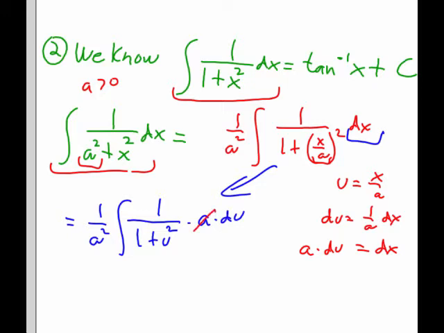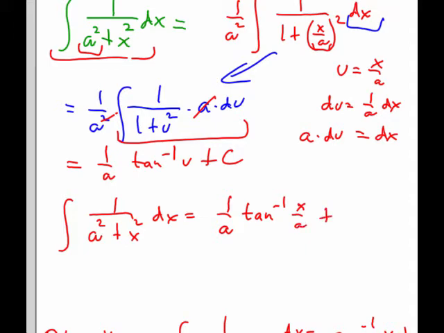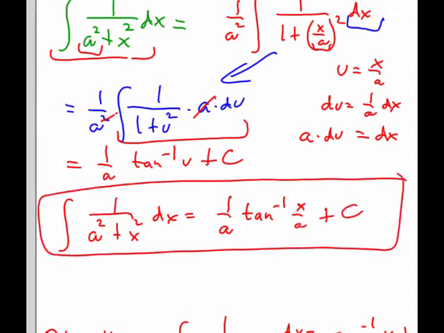This time we have only one of the a's canceling out, and so it becomes 1 over a, and the integral of this would be inverse tangent u plus c. Putting it all together nicely, our new expanded inverse trig integral is 1 over a inverse tan of u, which was x over a, plus c. Unlike the inverse sine one, this one has a 1 over a in front of it to begin with.